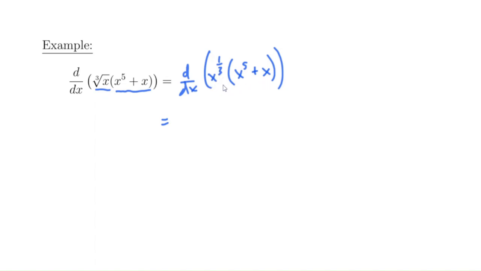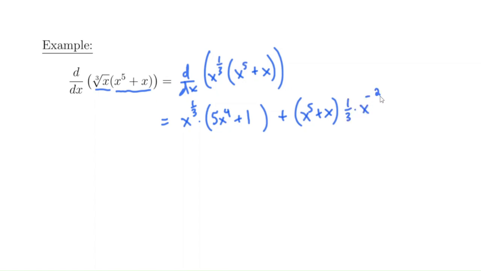So let's do the first function, x to the 1/3, or the cube root of x, times the derivative of the second one. So that'd be 5x to the fourth plus 1, plus the second function, x to the fifth plus x, times the derivative of the first one. Well, what's the derivative of x to the 1/3? It would be 1/3 times x to the minus 2/3. Right? Remember, you lower the exponent by 1, and if we lower 1/3 by 1, we get -2/3. And let's just leave our answer like this.